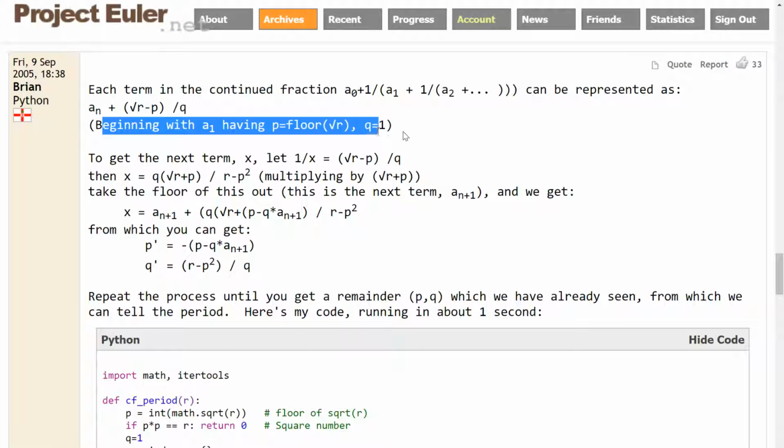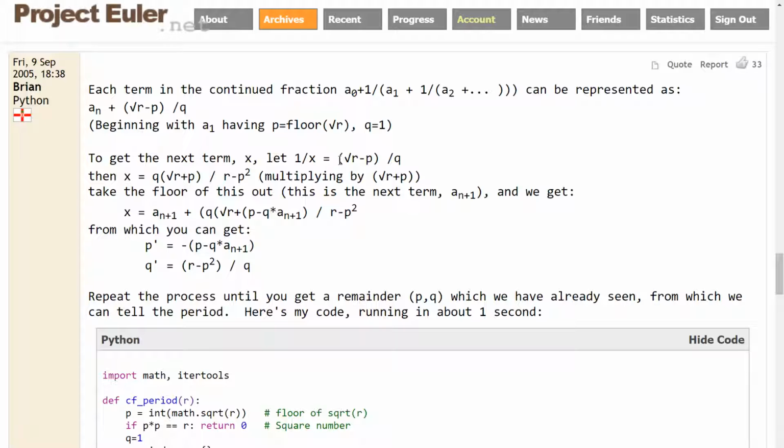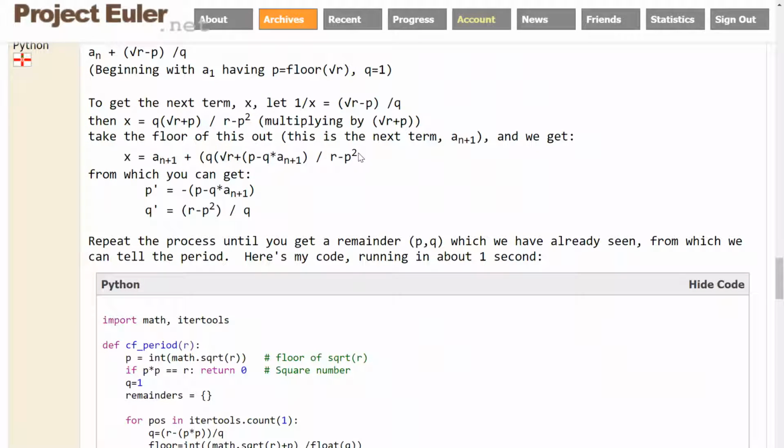I see he used here the iter tools to keep that following thing. Instead of having a variable, like if we see this value previously, he's collecting the total, like for example, here he will collect 1318, and if he sees the same pattern, he would say, I don't think that's really. Oh, okay. Yeah. Repeat the process until you get a remainder which we have already seen, for which we can tell the period.